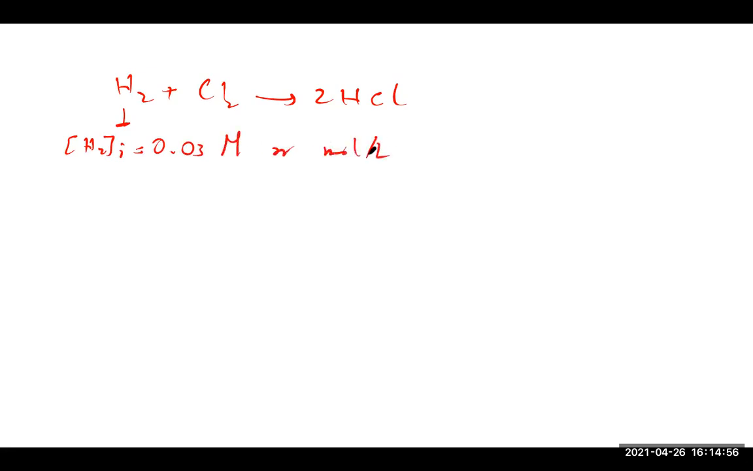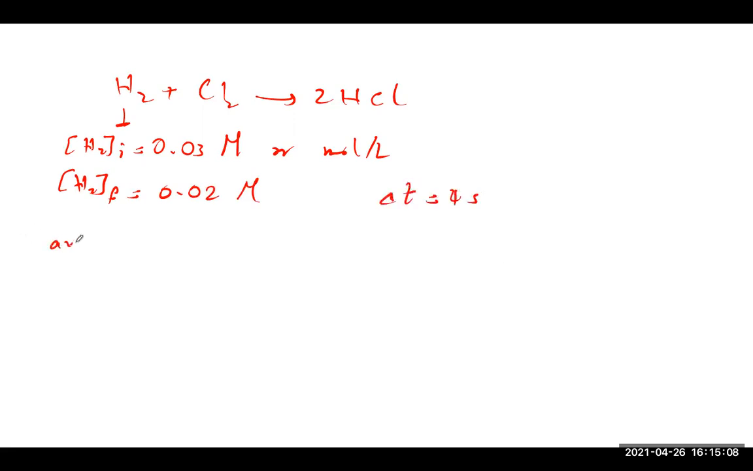So let's take an example. If we have a reaction, H2 plus Cl2 will give you 2HCl. And we know the initial concentration of H2 was 0.03 molar, or mole per liter. And we have the final concentration of H2, it's 0.02 molar. And the time, delta T, is 4 seconds.